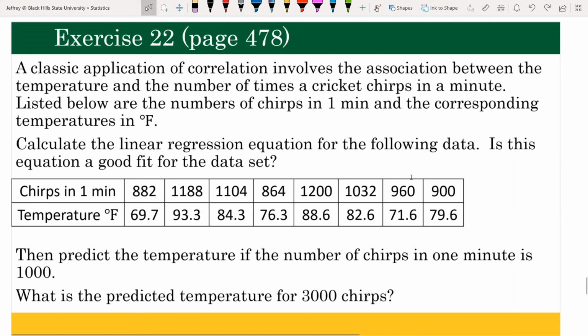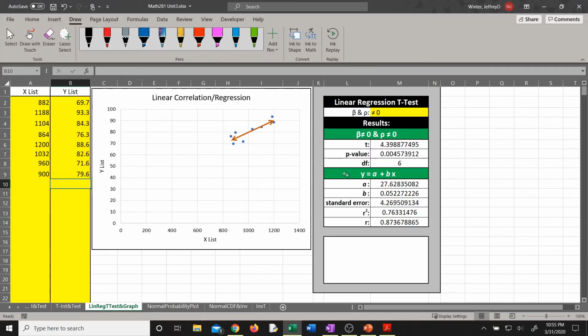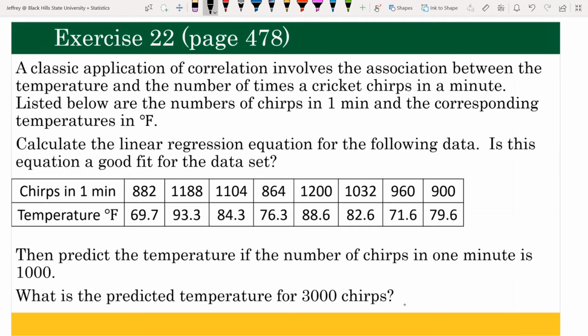So now let's look at calculating the linear regression equation for this example that we've looked at before. Last time, I believe, we looked at the hypothesis test and did find that this does in fact have a linear correlation. Looking at our values, if our equation is y equals a plus bx, our a is our y-intercept and our b is our slope. So this gives us the line y hat equals 27.63 plus 0.05x.